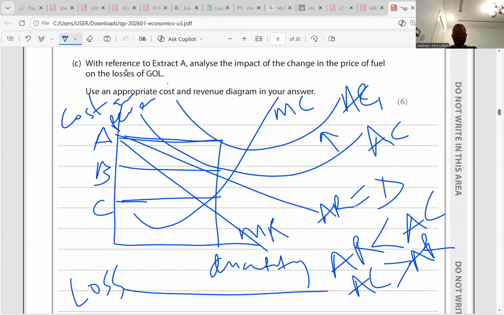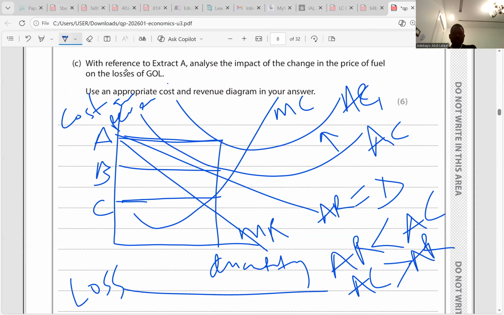So I said, this increase in the cost of production means that the AC curve will shift upward from AC to AC1 as price remains below the AC curve. Both Azul and Gol will make a loss, AC is greater than AR. I think that is clear now. I have the graph already. Are you with me? Yes. Okay. So here you got 3.